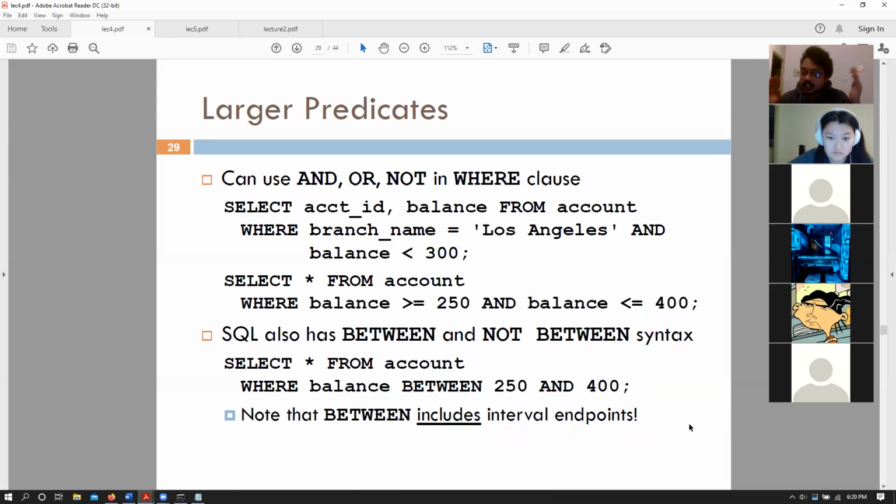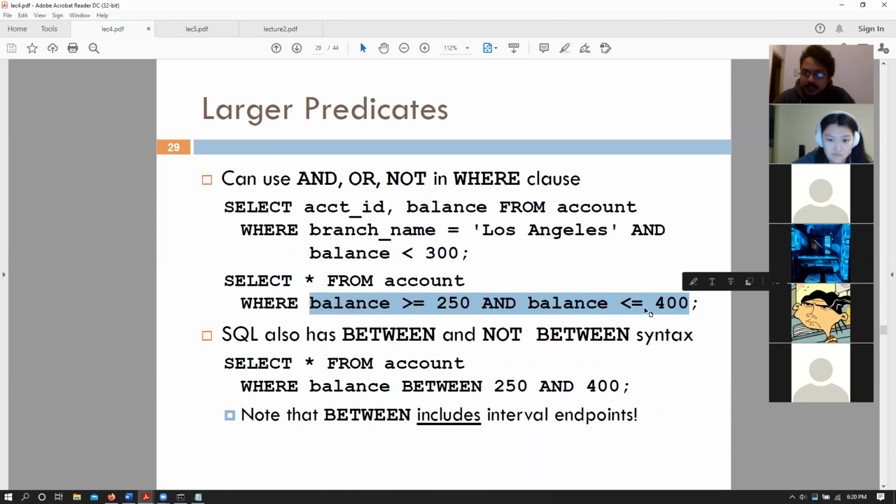We can also have larger predicates combined together with your traditional and, or, not operations. So select account ID, balance from account where branch name is Los Angeles and balance is less than 300. Or select star from account where balance is greater than or equal to 250 and balance is less than or equal to 400.